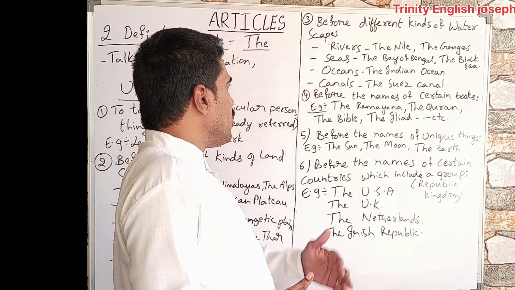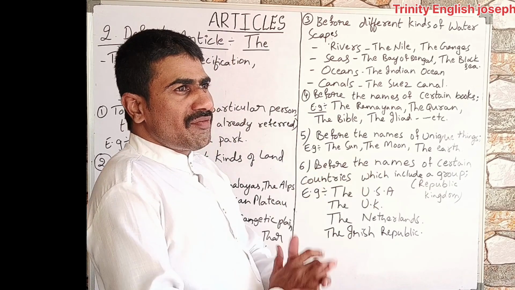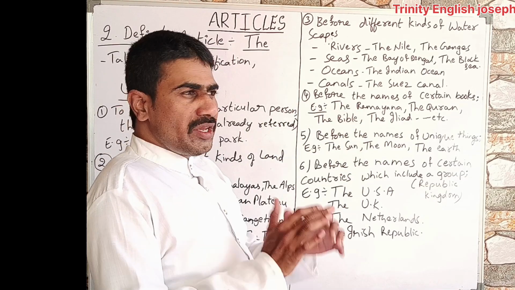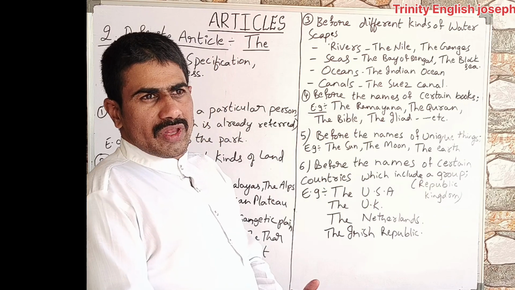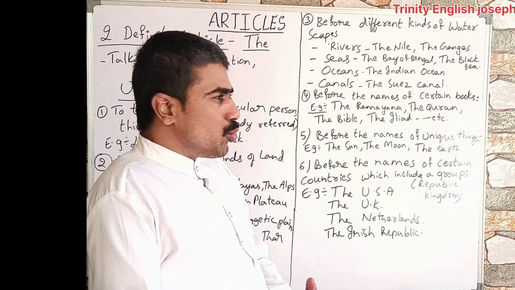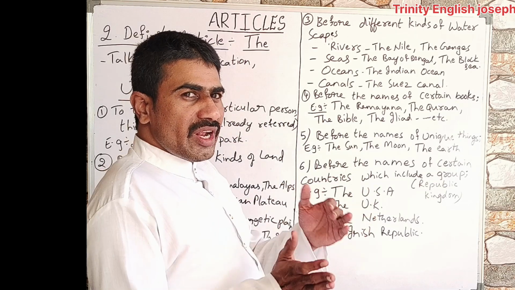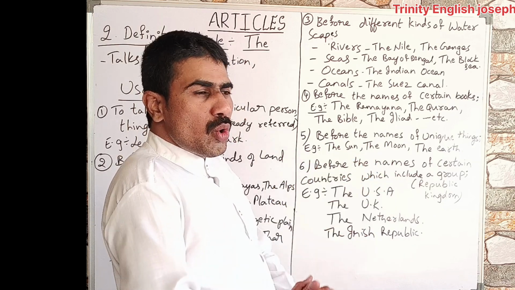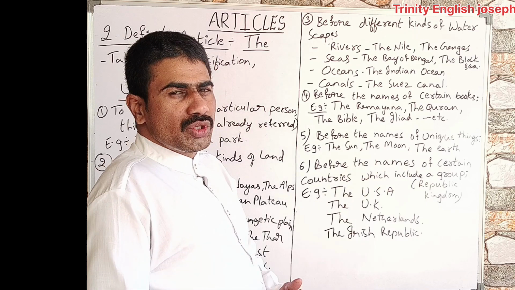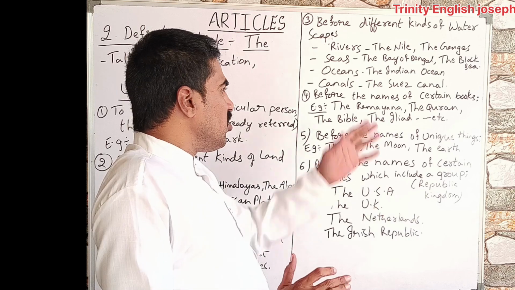And then coming to the next one, before the names of certain books. Generally in some of the grammar books it is given before the holy books alone. But here it is not just before the holy books alone. It is before very important books. We can see here the Ramayana, the Quran, the Bible, the Adi Granth, the Zend Avesta. So all these are holy books. And we can also say the Iliad and many other books in such a way. The Wings of Fire. So these are all the different important books that we have.